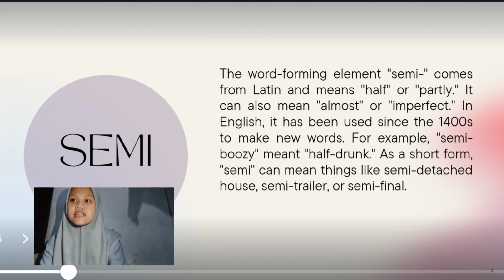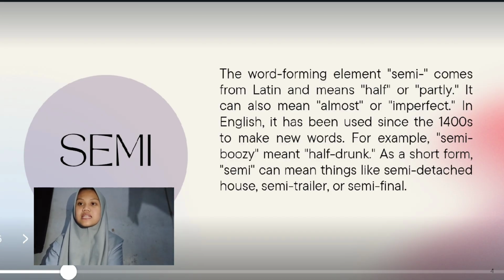In English, it has been used since the 1400s to make new words. For example, semi-busy means half-drunk as a short form. Semi can mean things like semi-detached house, semi-trailer, or semi-final.